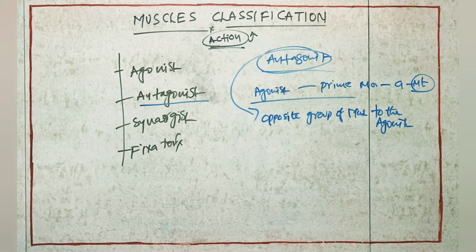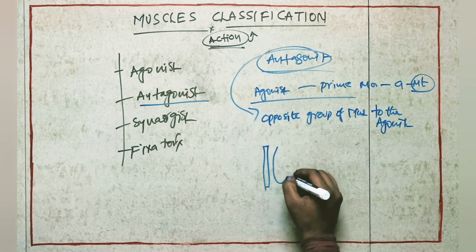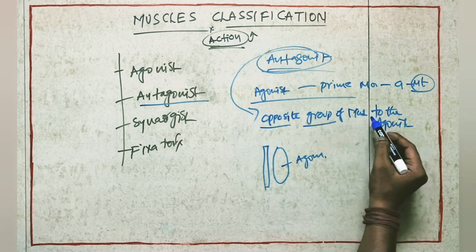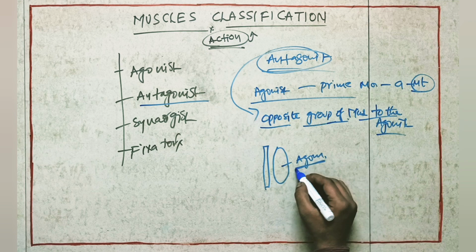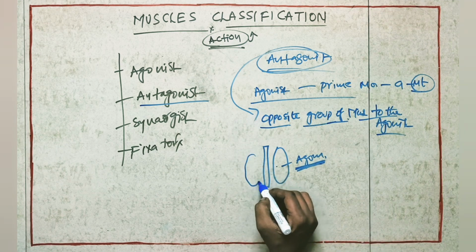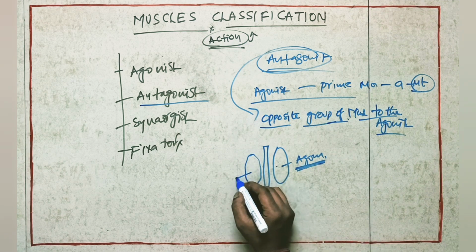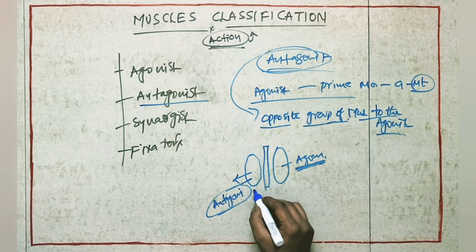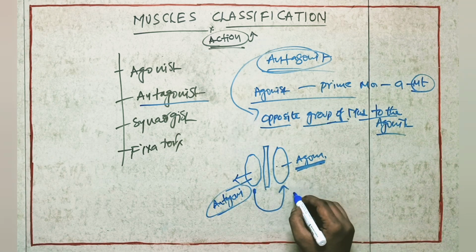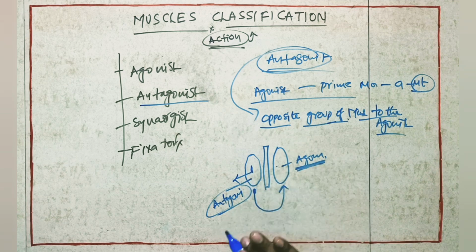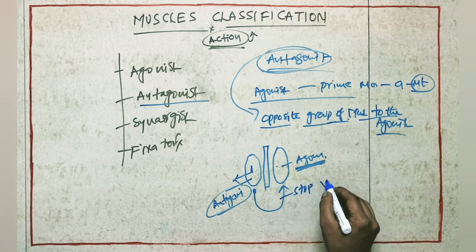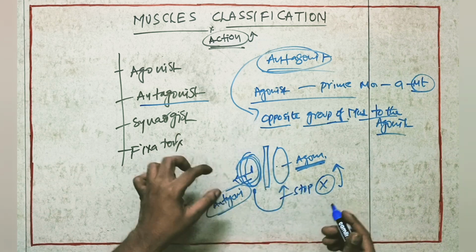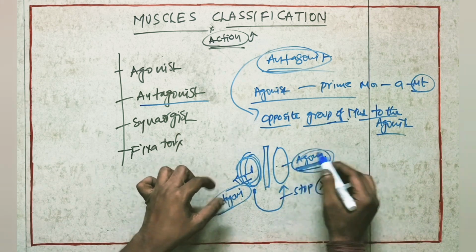What it means, suppose one bone is here, and suppose these are agonist muscles. Antagonist muscle means the opposite group of muscles to the agonist. If this is agonist, the opposite group of muscles present behind the agonist, on the opposite side, are the antagonist muscles. These muscles are not going to resist this action. Antagonist muscles are not going to stop the action of the agonist, but still this antagonist muscle has the ability to stop the agonist action.